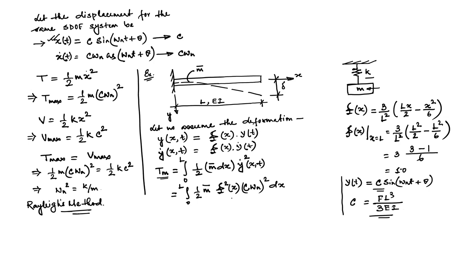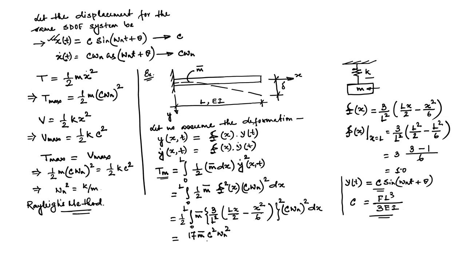Okay. So, now what we will do? We will put the expression of this phi of x. So, what we have is half m bar, then phi is 3 by L square, then L x by 2 minus x square by 6, square of this quantity, then C omega n whole square dx. And then finally, we can carry out this integration. I leave this as a home task. If you do that, you will get 17 m bar C square omega n square divided by 80. Please check this expression. You can easily carry out this task. So, I leave it for you.